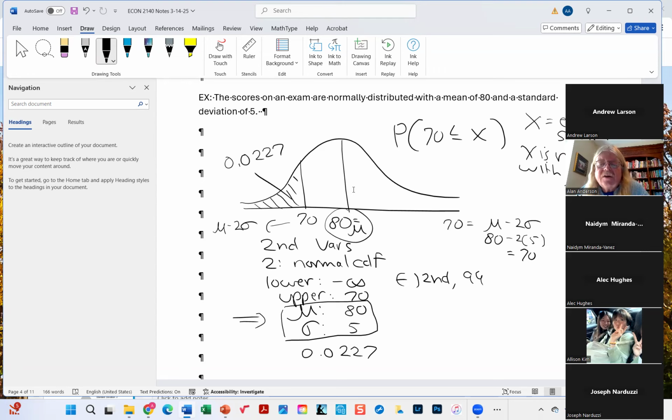And if you do that here, you'll see that the final answer is 0.0227. 2.27% of the total area is to the left of that point. So that means there's a very slim chance of getting less than 70. All right. Actually, let me make this a little neater here.